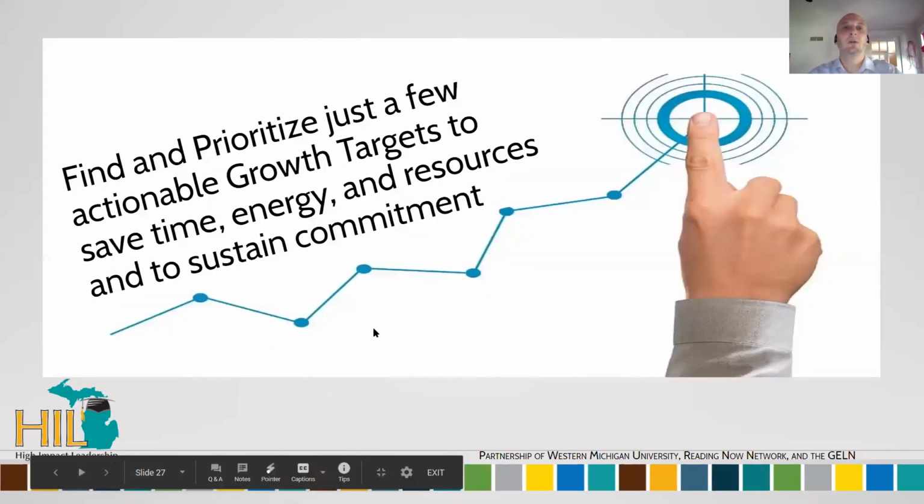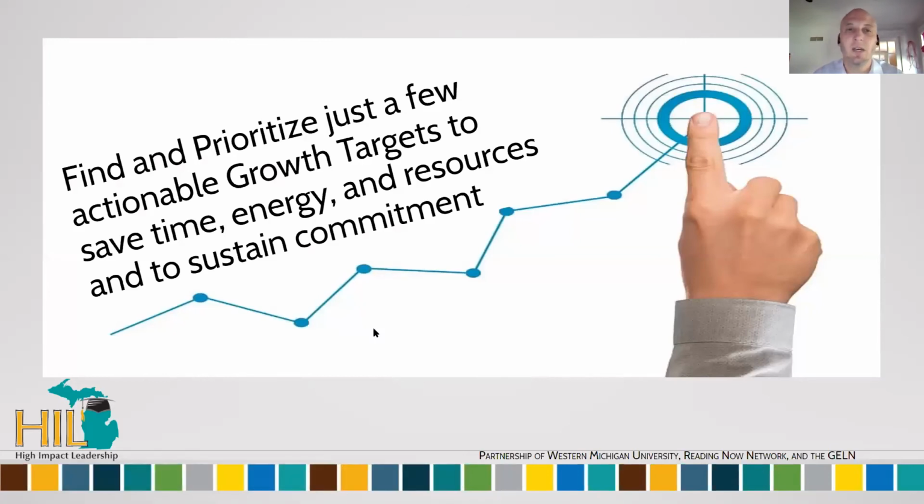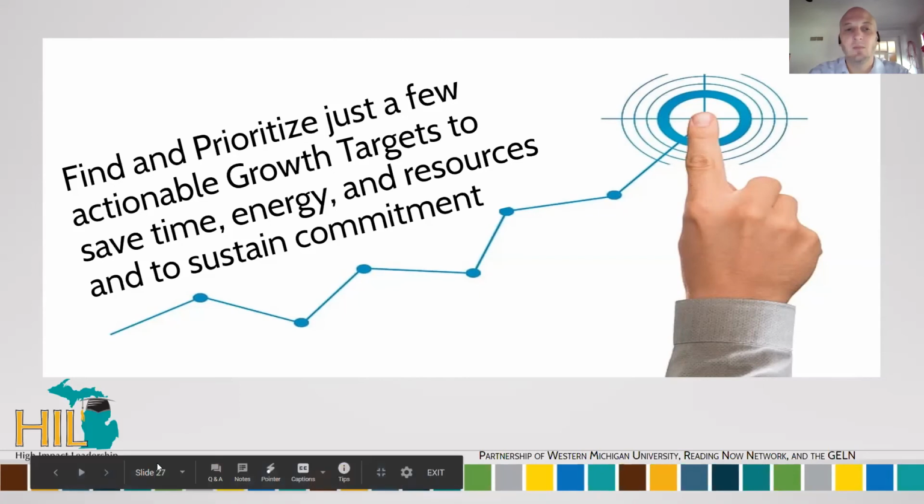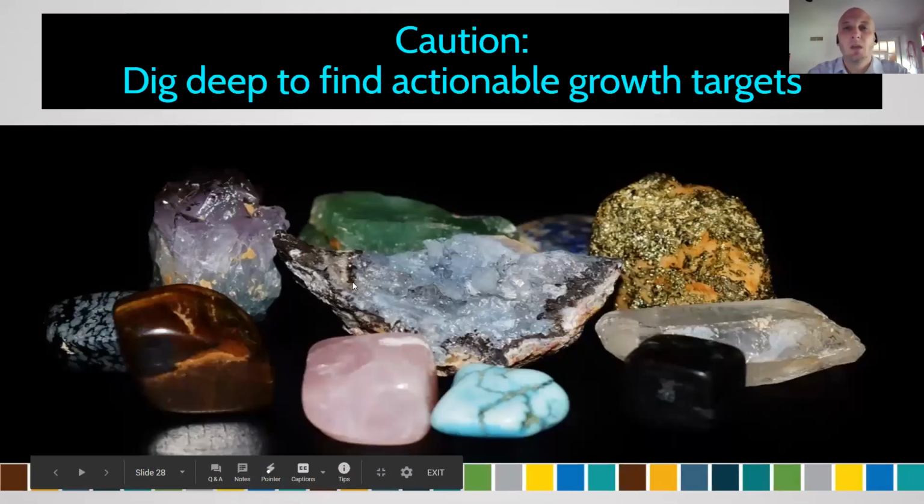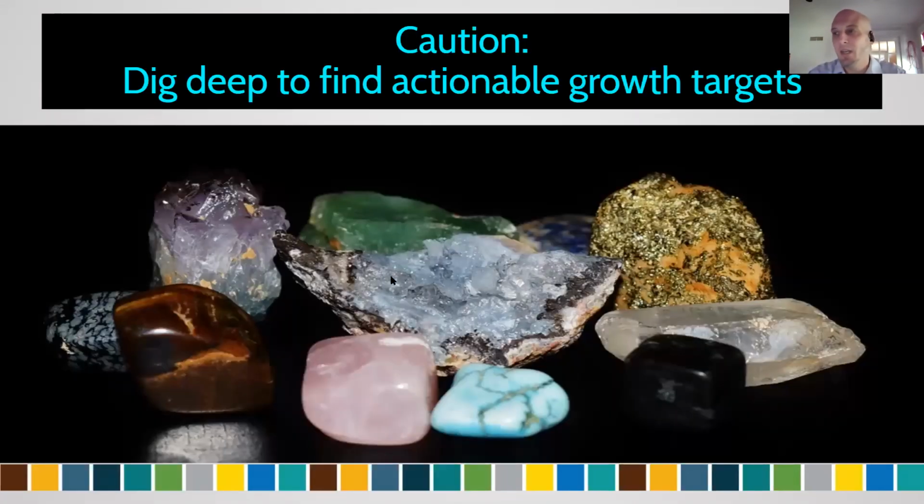Because what we want to do is find and prioritize just a few actionable growth targets to save time, energy, and resources. So again, we don't want to attack the kitchen sink. We don't want to say, okay, we need to focus on math over here. We want to focus on 5 different reading strategies over here. We're going to focus on 6 different writing strategies over here. We want to align our thoughts and our supports around one critical area that will leverage learning moving forward, because we need to dig deep to find actionable growth targets.